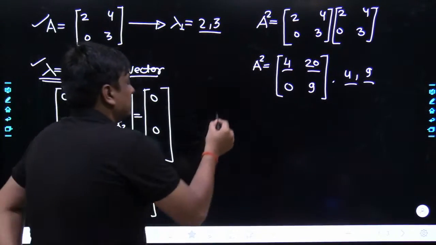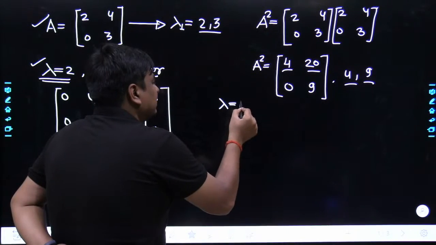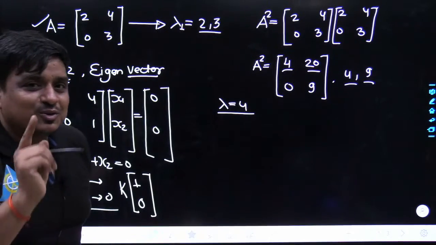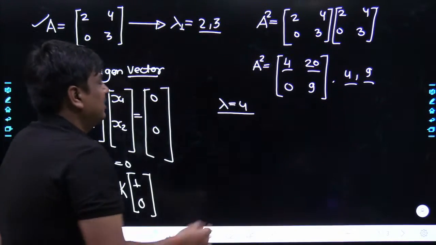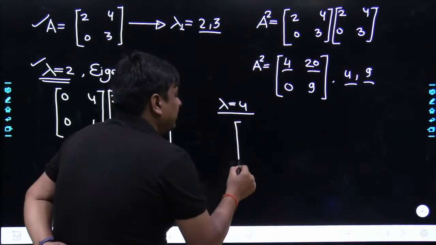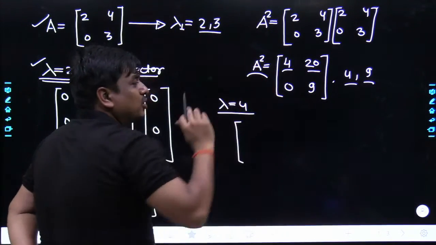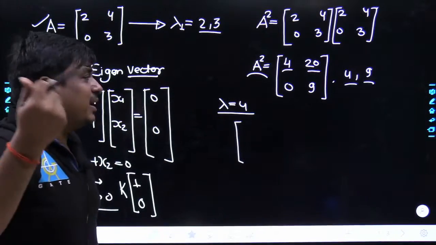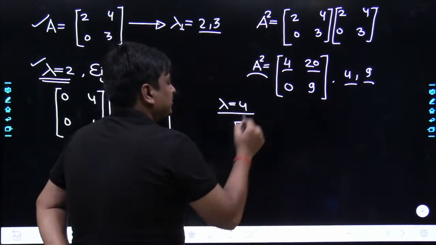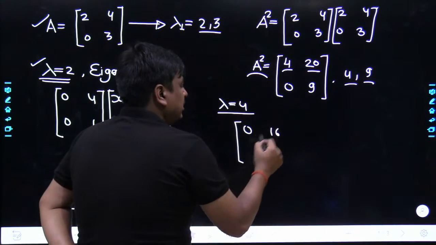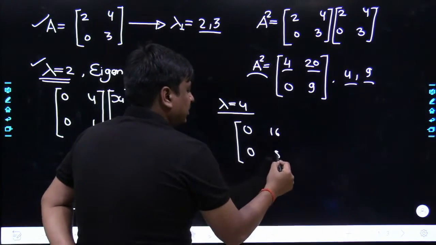Now, for lambda equal to 4, may I know what the eigenvector is? You will take A minus lambda I. That's a different thing; instead of A, now we have A square, a new matrix. So 4 gets subtracted from 4, it becomes 0. 20 minus 4 becomes 16. Here it is 0. 9 minus 4 is 5.